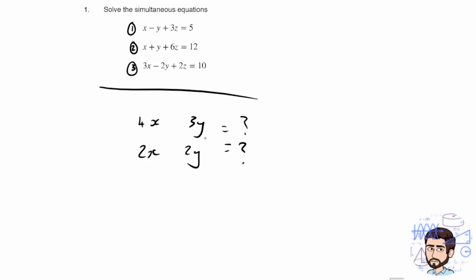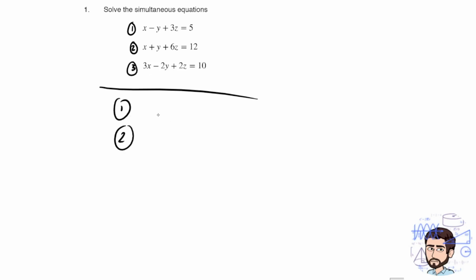It doesn't matter if it's xy, xz or yz, but you want two equations with just two of the same variables in. So what I'm going to do is select equation 1 and equation 2. Equation 1, just to rewrite it out, is this. Equation 2 is this. Now, you have to decide which variable you are going to get rid of, because we only want two variables in two equations.